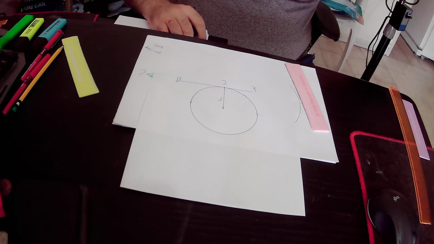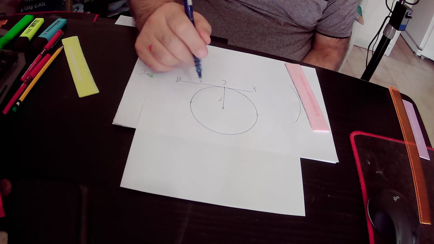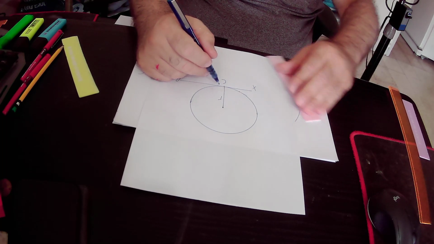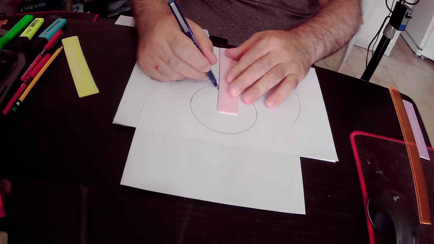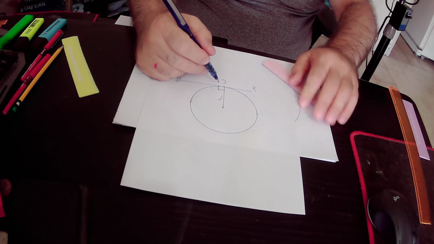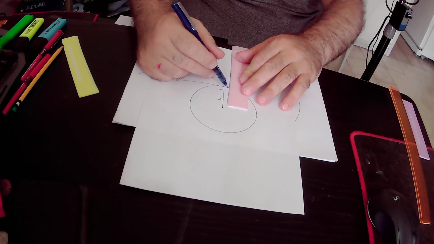Then, according to the rule that I stated, the tangent is perpendicular to this radius, that is to say this angle is a right angle, it equals 90 degrees, and also here we have 90 degrees.